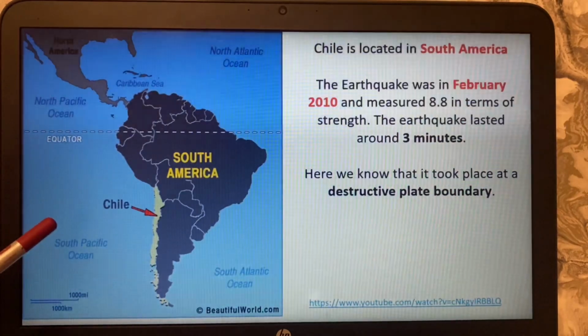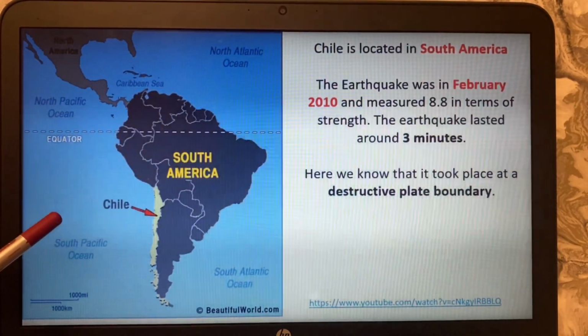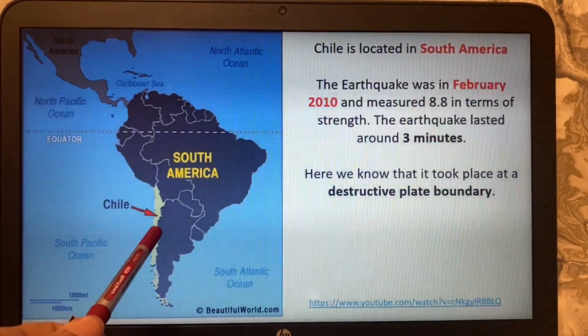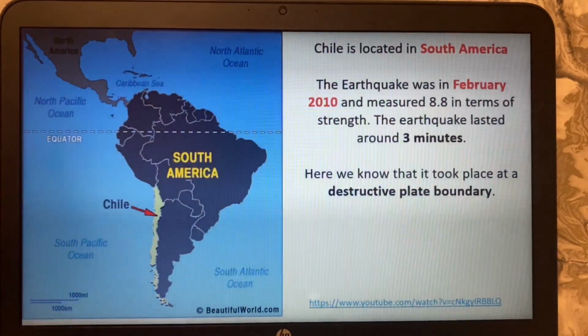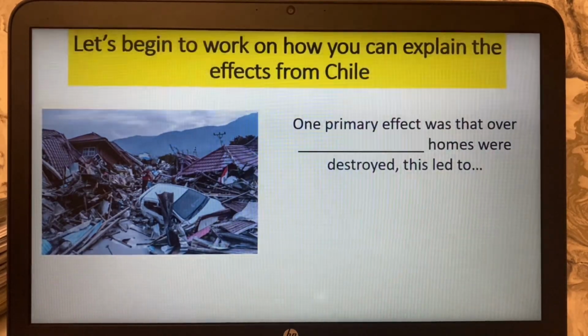It was obviously very destructive in terms of actual impact. It was 8.8 on the Richter scale. It was on a destructive plate boundary, with the Nazca and the South American plate. And we need to know some primary and secondary effects. You just need to know a couple of primary and secondary effects and explain them.